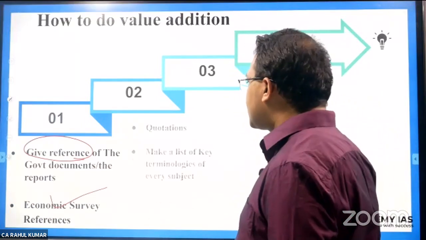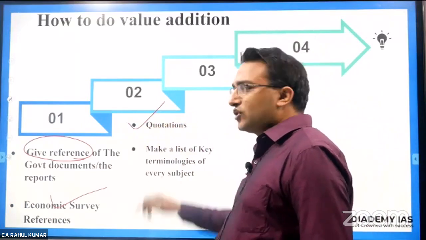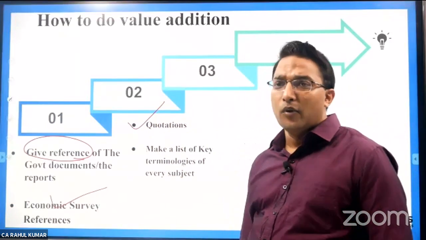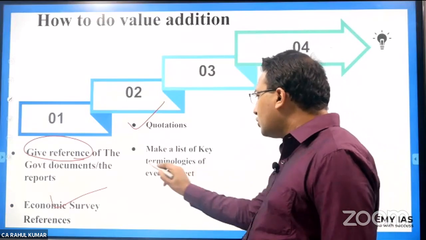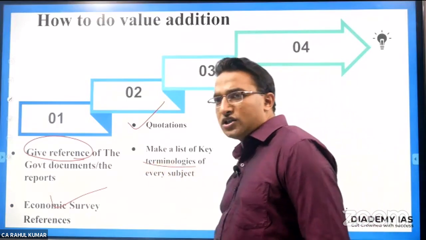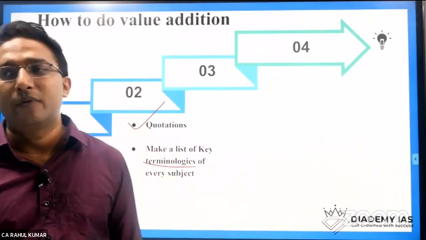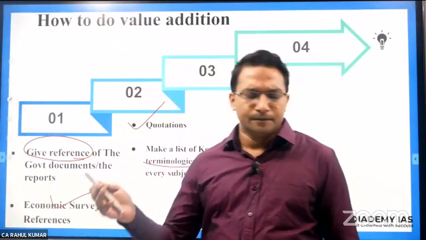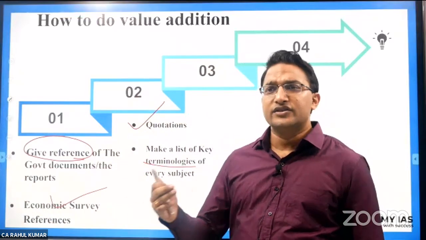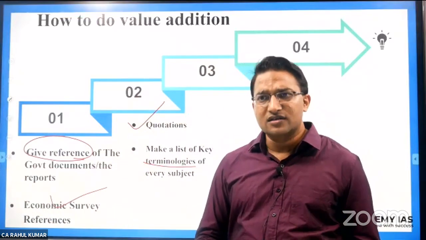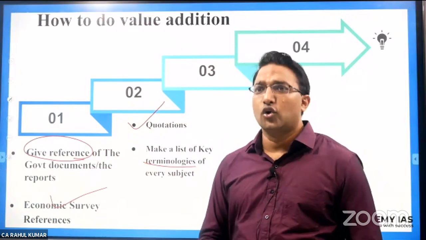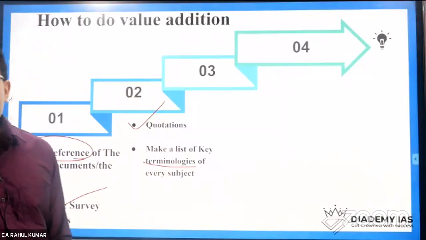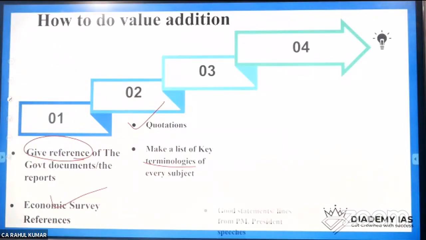Similarly, next is you can have important quotations. For example, quotations from Mahatma Gandhi, quotations from important philosophers. You can also list down the important terminologies of every subject. For example, in GS paper 2, there is terminology called cooperative federalism. In GS3, there is terminology called sustainable development, inclusive growth. You must have a list of these terminologies so that you can utilize them in the introduction, body, or conclusion.